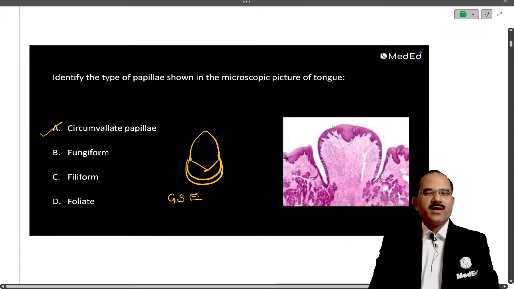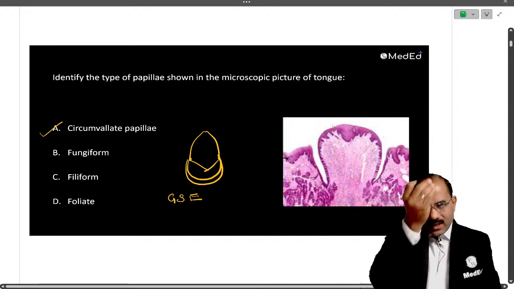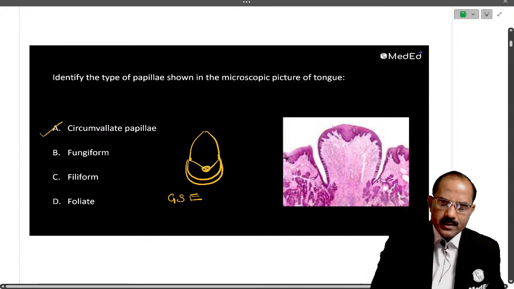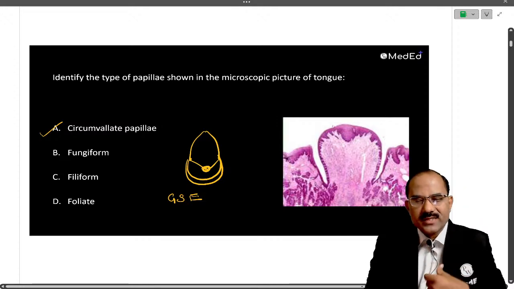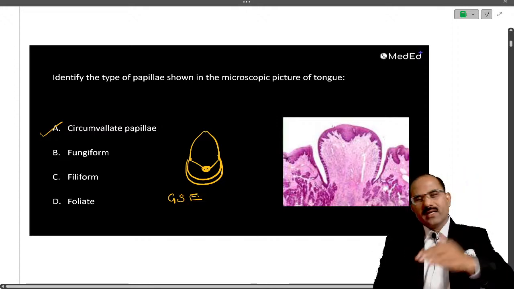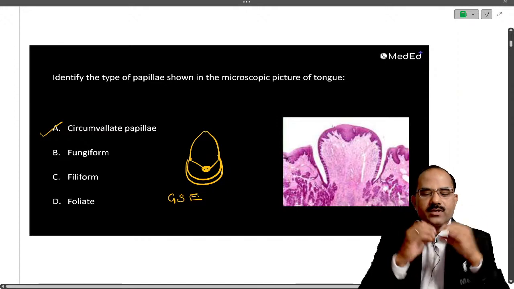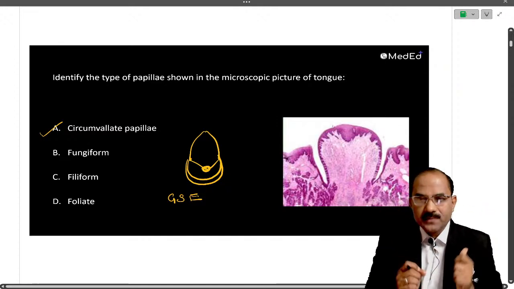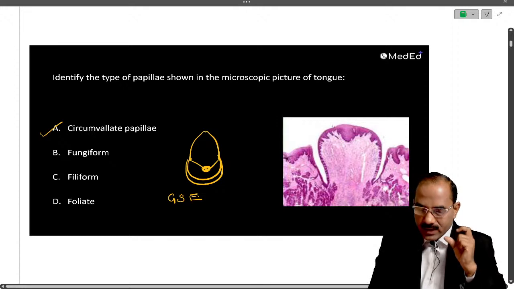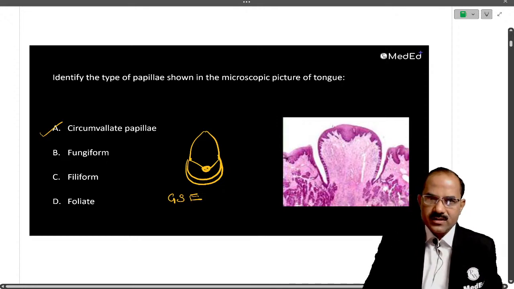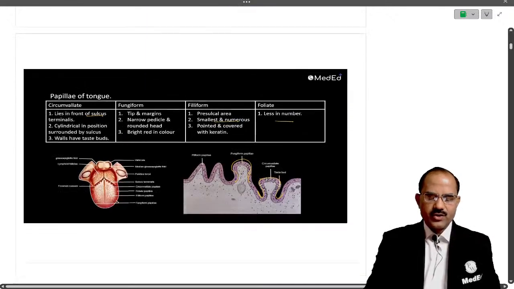Perfect, bachcho. And can anyone tell me what is derived from the foramen cecum? From the foramen cecum of the tongue, something goes down. That's the thyroglossal duct. Later, this thyroglossal duct obliterates and disappears. It will divide into the two lobes of the thyroid. If it does not regress, it results in a thyroglossal cyst, sinus, or fistula.